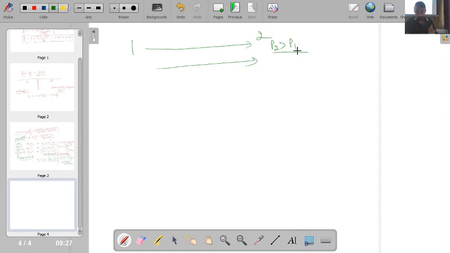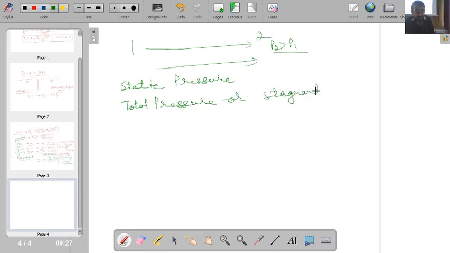See, if you recall, we have defined two important terms. One is static pressure and one is total pressure or stagnation pressure. Okay, so this I am representing with the symbol P only, and this I am representing with the symbol P naught. For the flow to occur, actually the total pressure should be from high to low. Static pressure can be low to high as well.